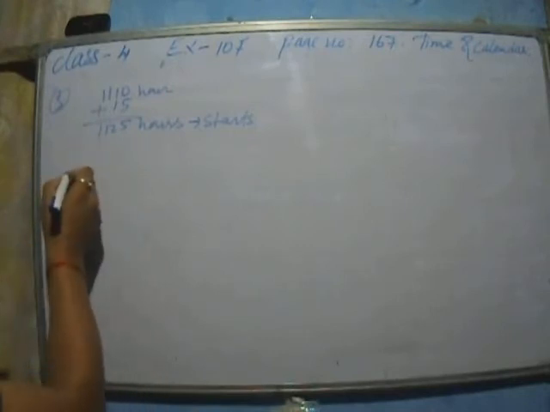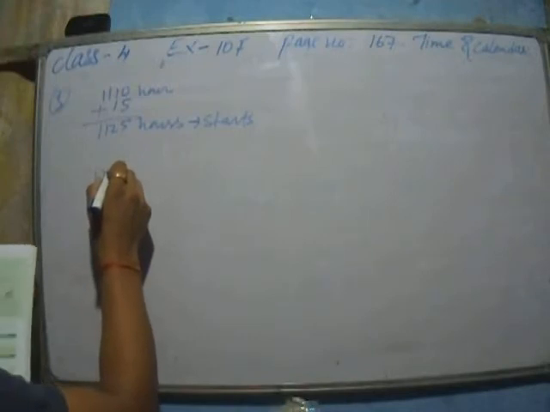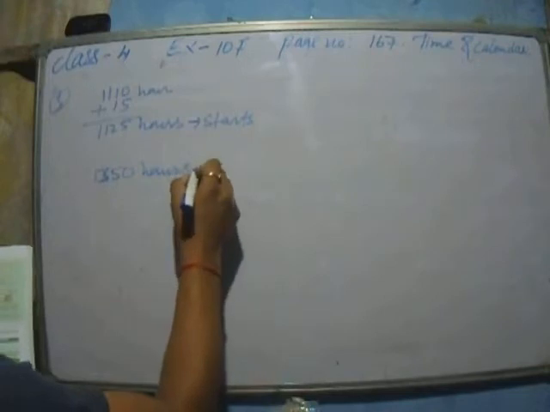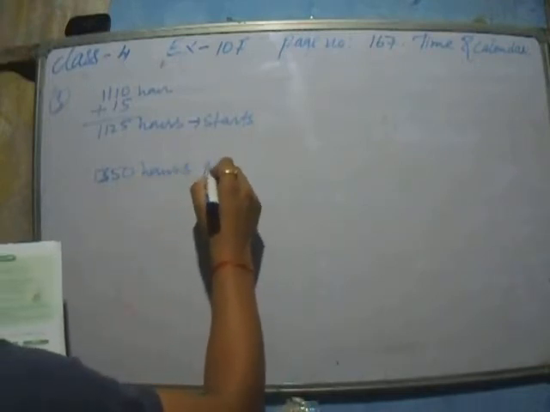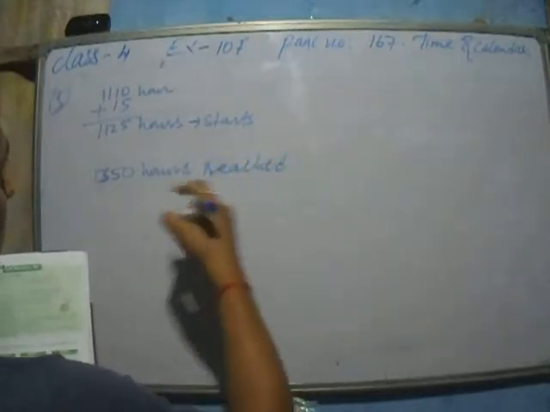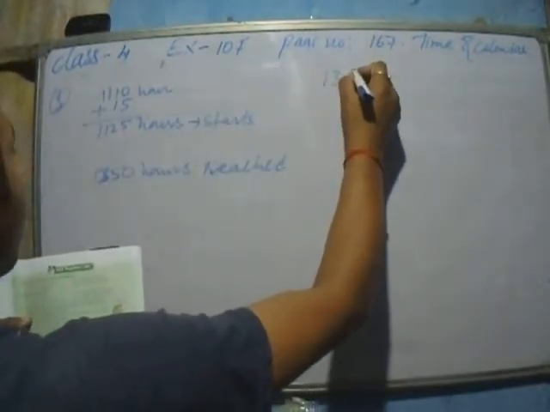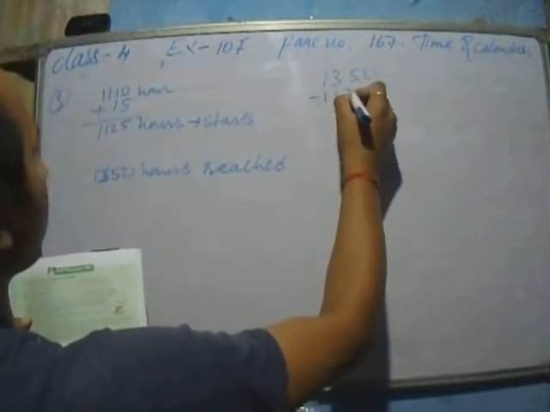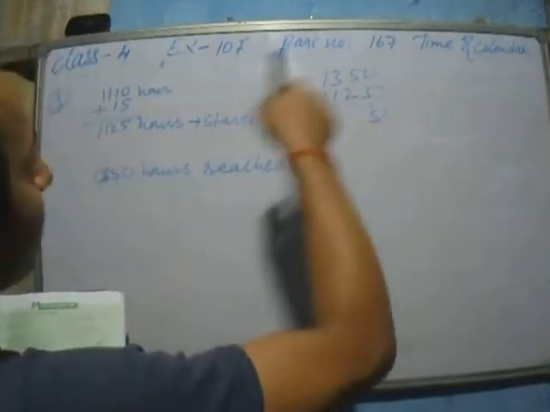So when it reaches the destination, 13:50 hours reached to destination. So how much time does it take? So here 13:50 minus 11:25 you have to do. So subtract 5. 5 minus 2 is not 5.